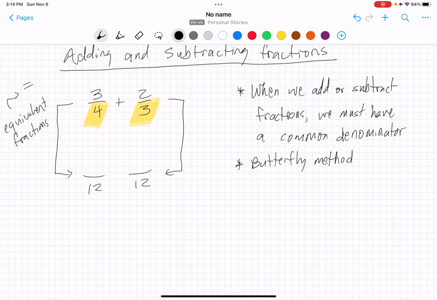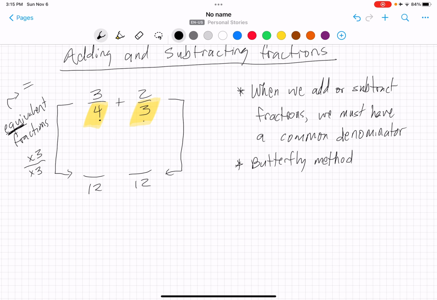So we know that 4 times 3 will give us 12. Well, when we talk about equivalent fractions, how did I change the 4 into a 12? Well, I had to multiply the denominator by 3. And whatever I do to the denominator, I have to do to the numerator, because this will give me what we call equivalent fractions. It's not changing the fraction, it's actually giving it the same amount.